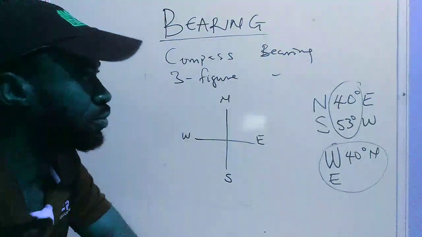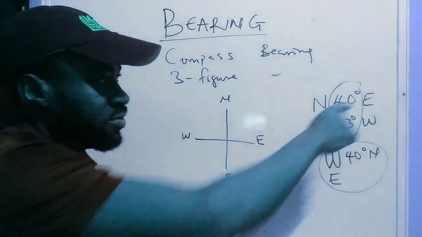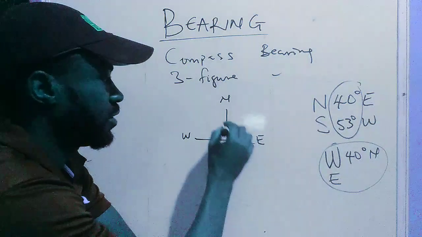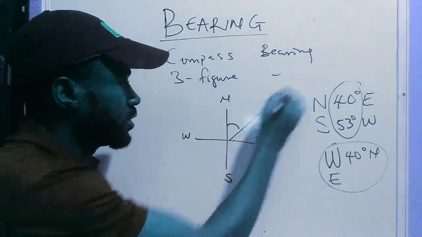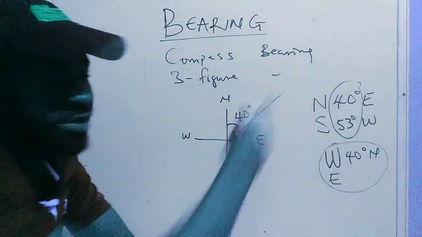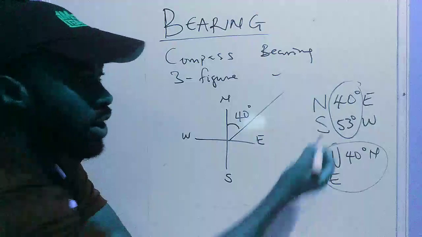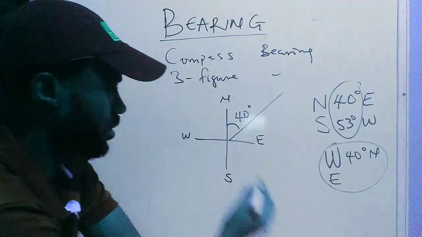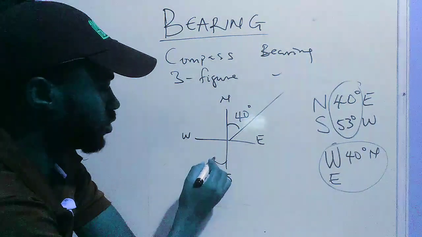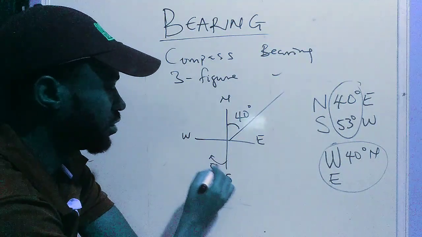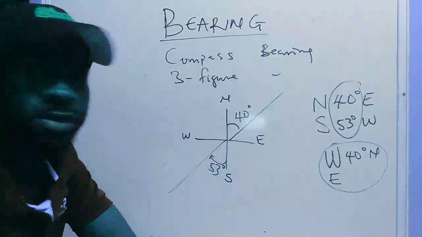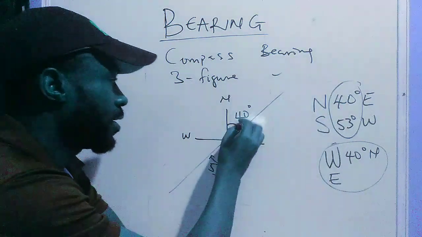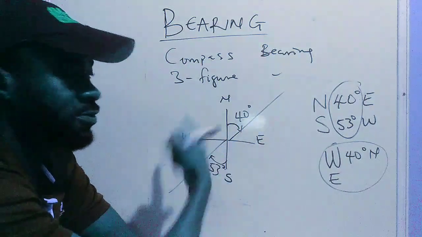For example, if I want to represent north 40-degree east, what this simply means is from the north, move towards the east at an angle of 40-degree. So this is just a representation of this. Why this means from the south, move 53-degree towards the west. So you can see our movement here. I moved clockwise. Here I move anti-clockwise.